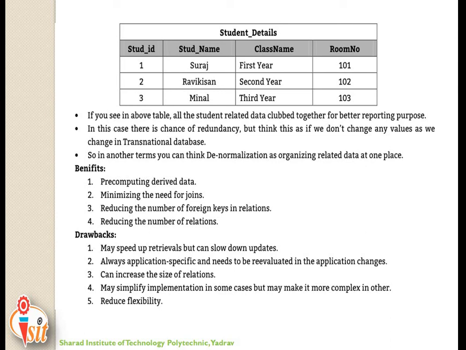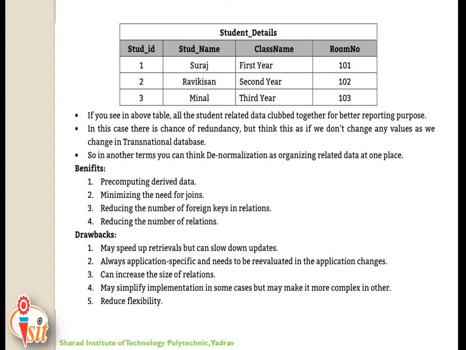Now we will go for the drawbacks of denormalization. First, it may speed up retrievals but can slow down updates. Then it is always application specific, and needs to be re-evaluated if the application changes. The third disadvantage is that it can increase the size of relations, and after that it may simplify implementation in some cases but may make it more complex in others. And the last disadvantage of denormalization is reduced flexibility. This is all about denormalization.